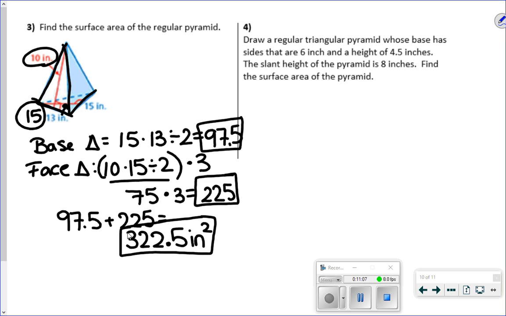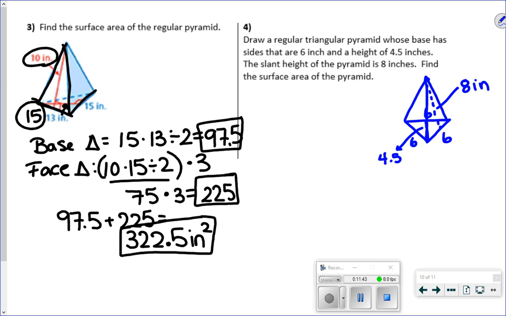So I'm starting with a triangle on the base since it told me it was a triangular pyramid. So here's my triangle. They tell me that the height of this triangle, which is that part, is going to be 4.5 inches. They tell me that the base of the sides, that's 6. So that means all the sides are 6. I'm going to go ahead and connect it up to be a pyramid. And then my slant height, which is this part right here, that is going to be 8 inches.